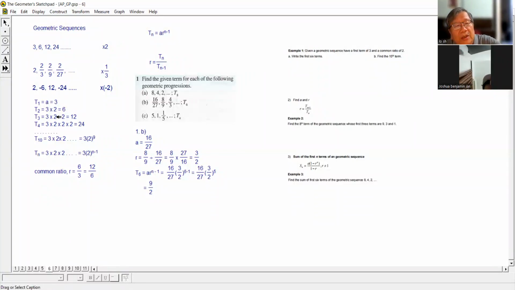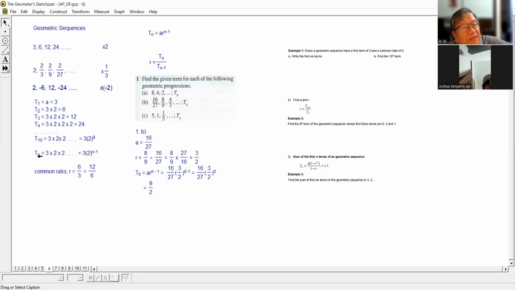into the factors, break them out into factors. So T2 is actually 3 times 2. T3 is actually 3 times 2 times 2. Each time you just multiply with one extra 2 there. So T4 is 3 multiplied with how many 2's? 3 2's. Let's say if I go straight away to T10, I will have 3 multiplied with how many 2's? 9 2's.